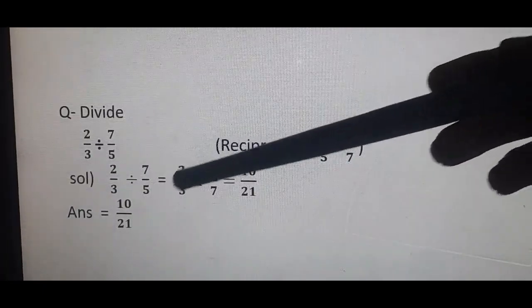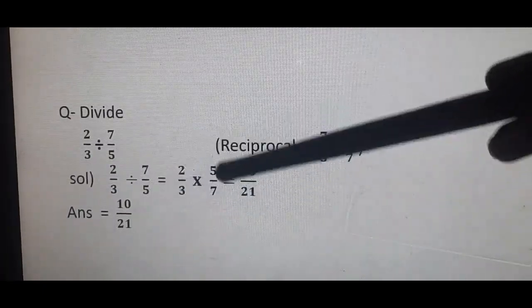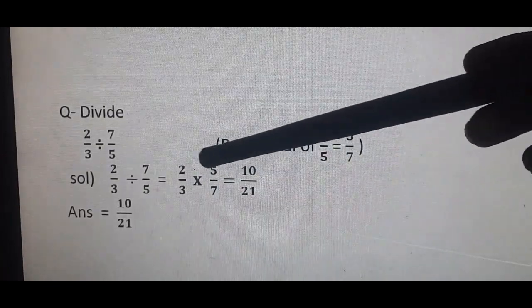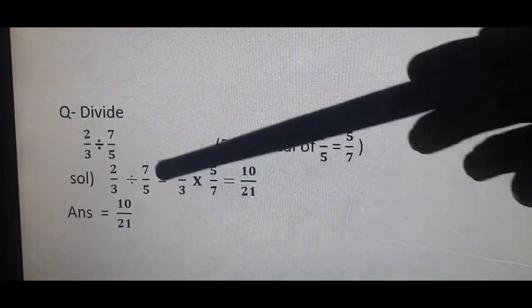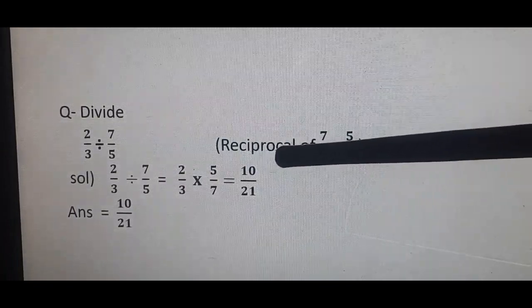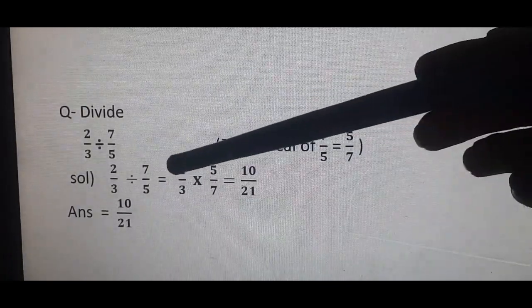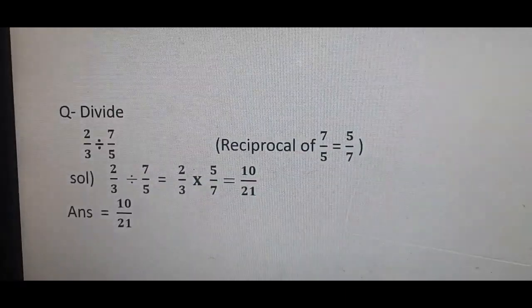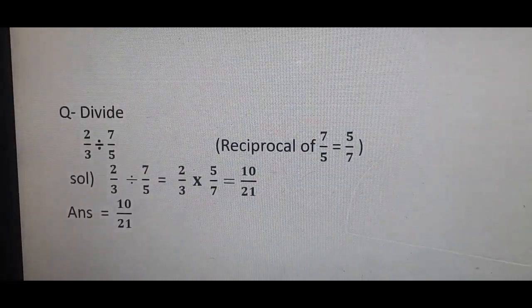Now you can say that there is no cancellation part, because 3 is there in the denominator and in the numerator there is no multiple of 3. 7 is there and in the numerator there is no multiple of 7. So directly we will multiply. 2 5s are 10, 3 7s are 21. So our answer will become 10 upon 21.